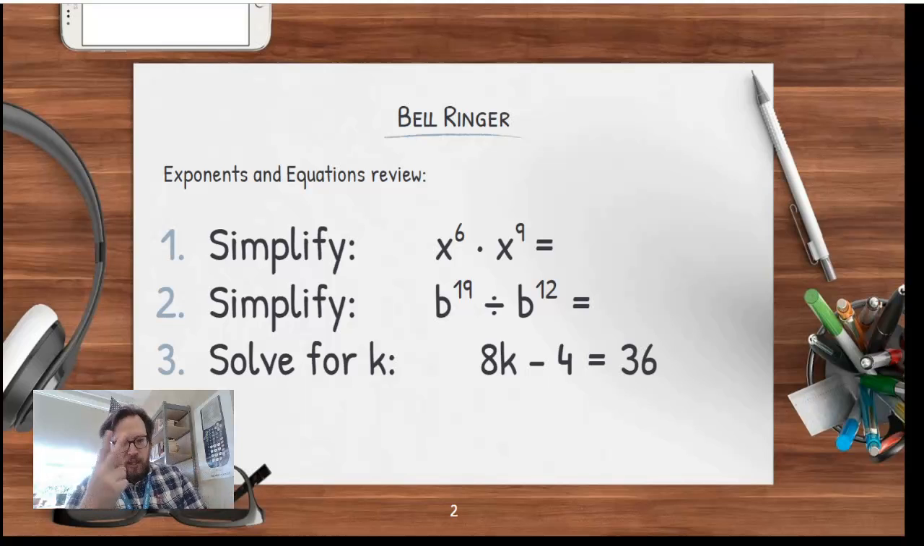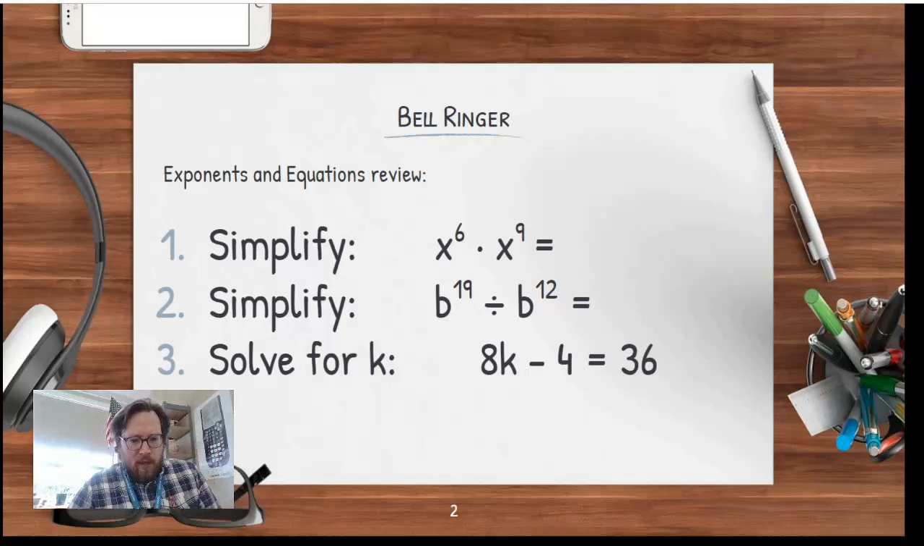And the last one, it's a two-step equation. First thing you do is you get rid of any addition or subtraction. In this case, that's the minus 4. You add 4 to both sides to get rid of the minus 4. 8k equals 40, and then you divide both sides by 8, k equals 5. And you have to check, but I'm not going to do that.